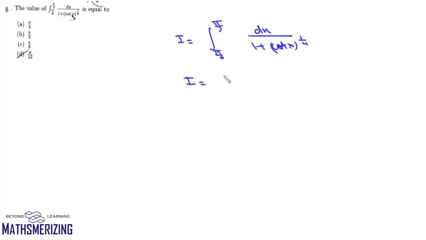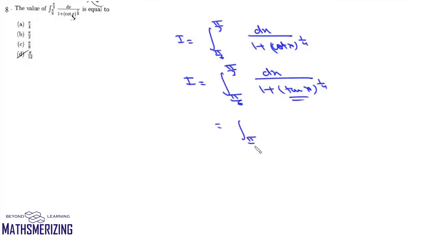So we can write this integral as the integral from pi by 6 to pi by 3 dx upon 1 plus cot of pi by 2 minus x to the power 1 by 4, and cot 90 minus theta is tan. So it will be tan x to the power 1 by 4. Now we'll write tan x as 1 upon cot x. So we can write this as the integral from pi by 6 to pi by 3 cot x to the power 1 by 4 upon cot x to the power 1 by 4 plus 1 dx.